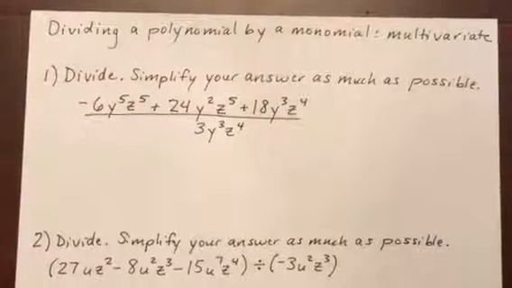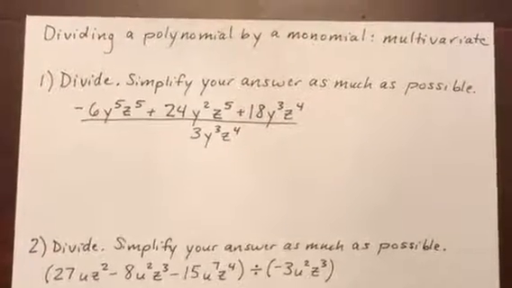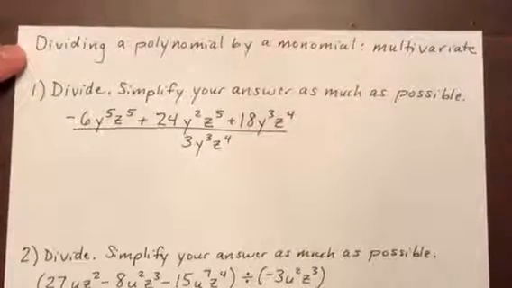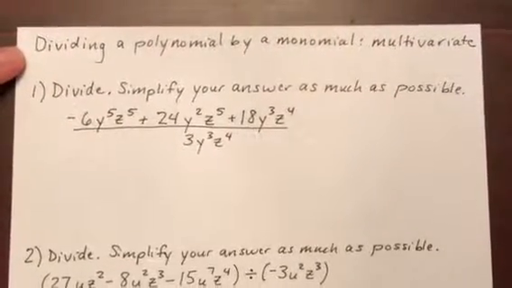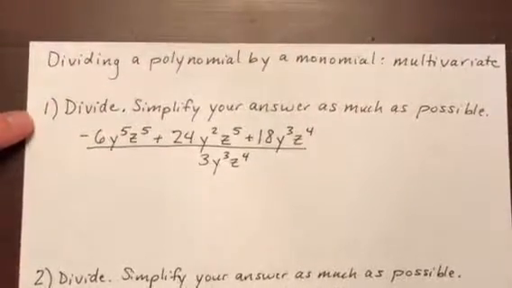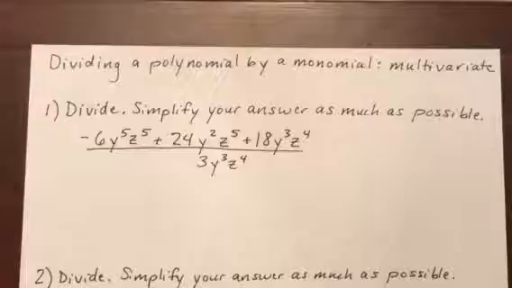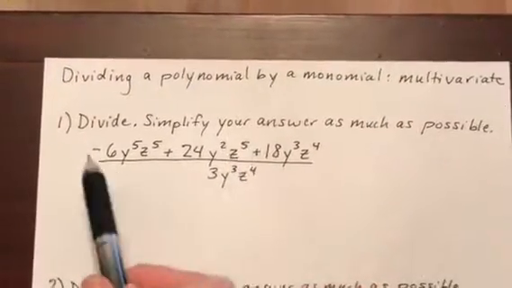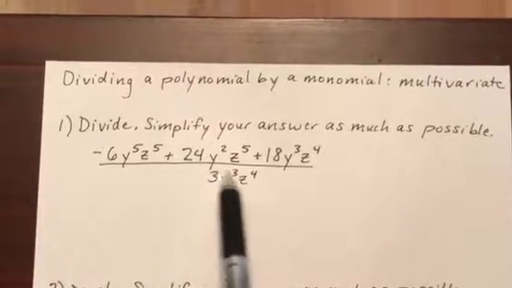This is Math 96, Quiz Topics 3, Dividing a Polynomial by a Monomial, Multivariate. Our first example says, divide, simplify your answer as much as possible.